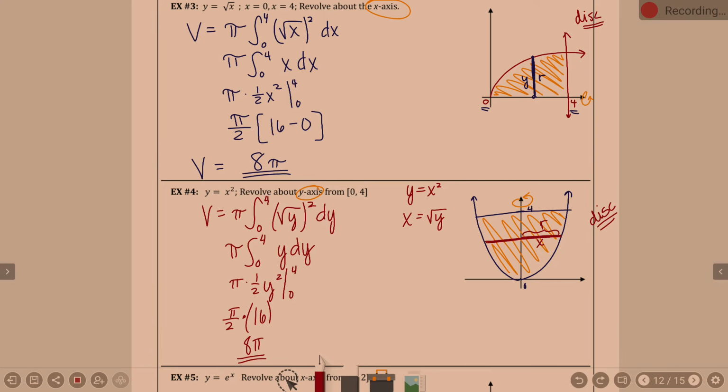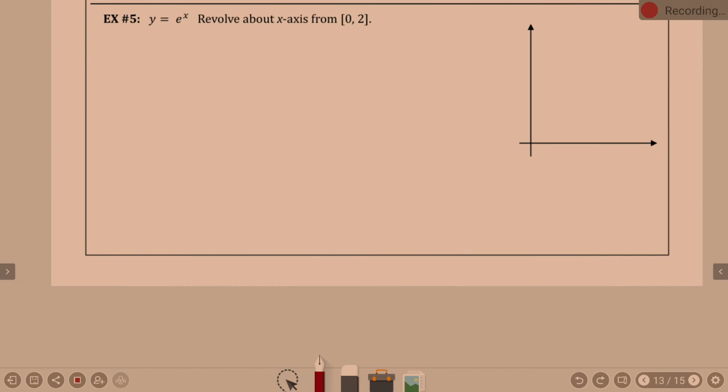One more on this page. Number 5. y equals e to the x, revolve about the x-axis from 0 to 2. Can you visualize that graph without graphing on your calculator? I need you to be able to.